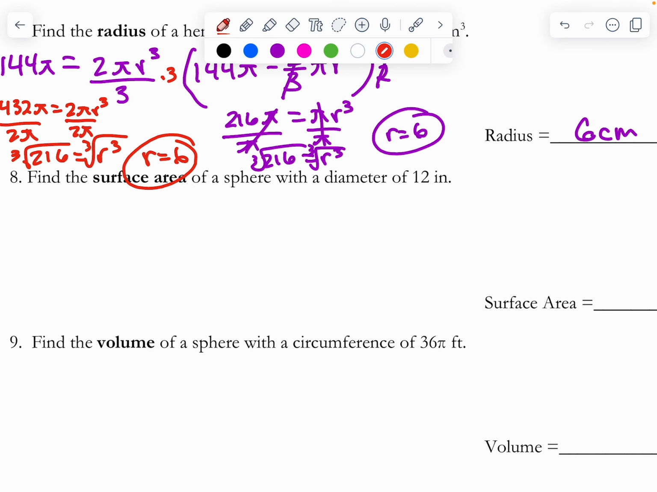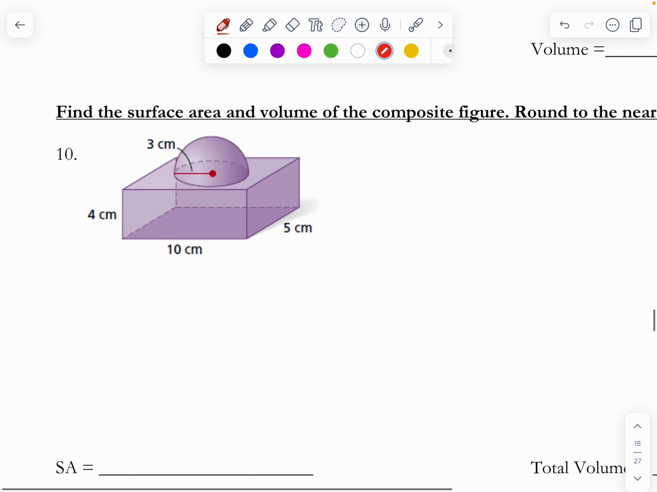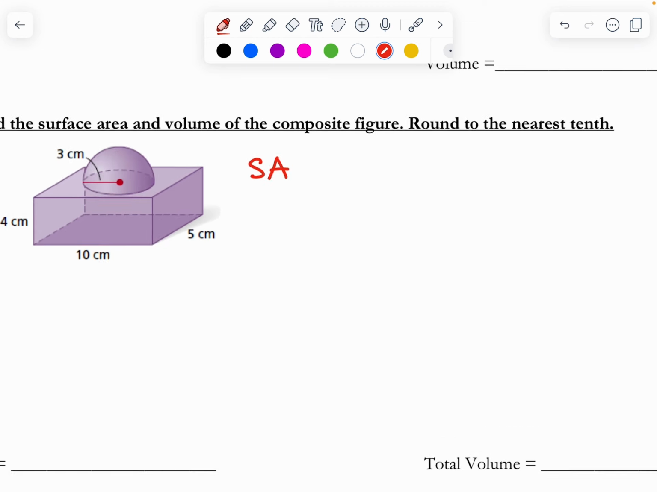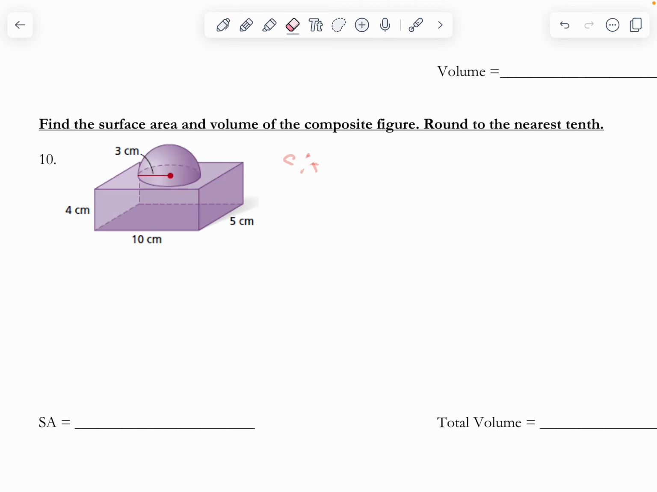Let's go with one more problem, finding the surface area and the volume of this composite figure. This one takes quite a while because we have to find the surface area and the volume of a bunch of stuff. So first, I'm going to start off by writing a few things here. Let's say that we're looking for the surface area. Let's not use red. I don't want to get stressed out while I'm doing this.